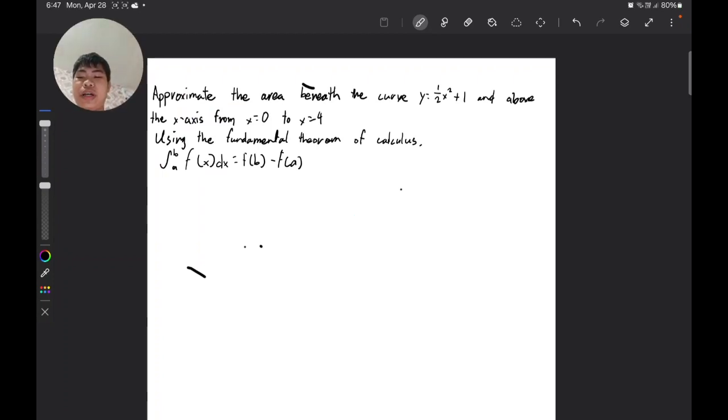The problem here asks us to approximate the area between the curve of y equals x squared plus 1 between x equals 0 and x equals 2 using the fundamental theorem of calculus. To solve this, we will use the formula: integral a to b of f(x) dx equals F(b) minus F(a).